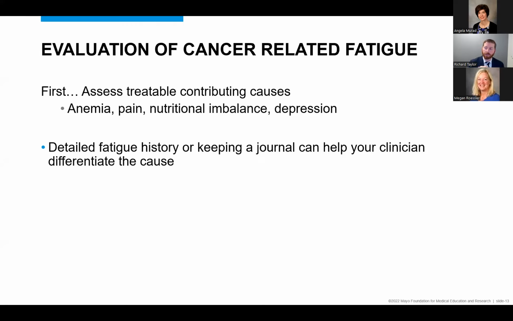So we have to kind of go through and cross off everything that we could easily correct, like pain or anemia or some of those things. And then we have to start focusing on the ones that may be a little more difficult. So a detailed fatigue history is important. And I encourage my patients to keep a journal if they can, actually. I think keeping a journal is very helpful for your clinician.